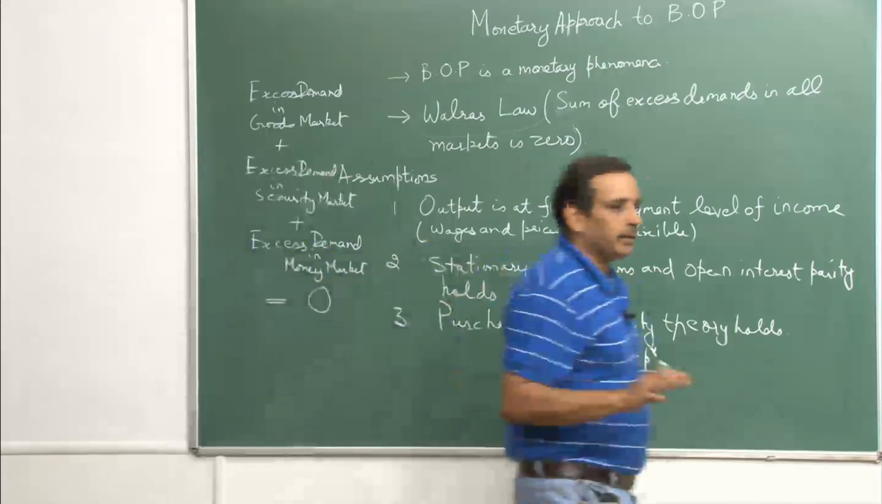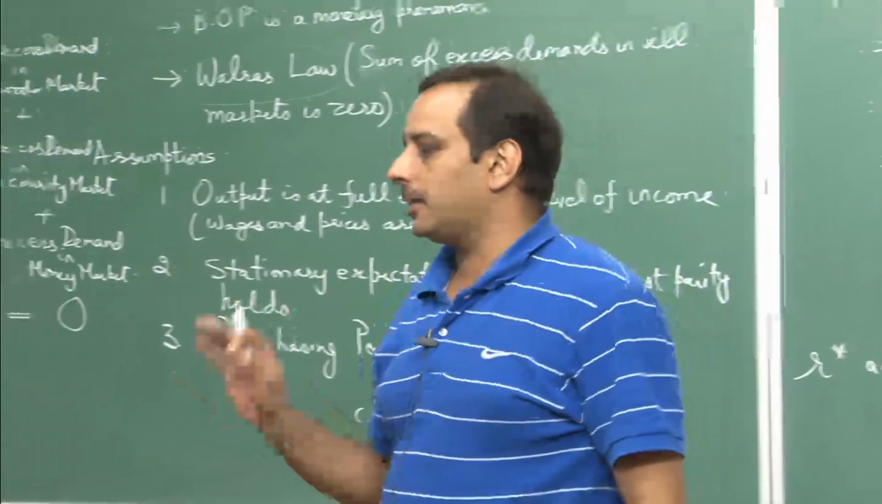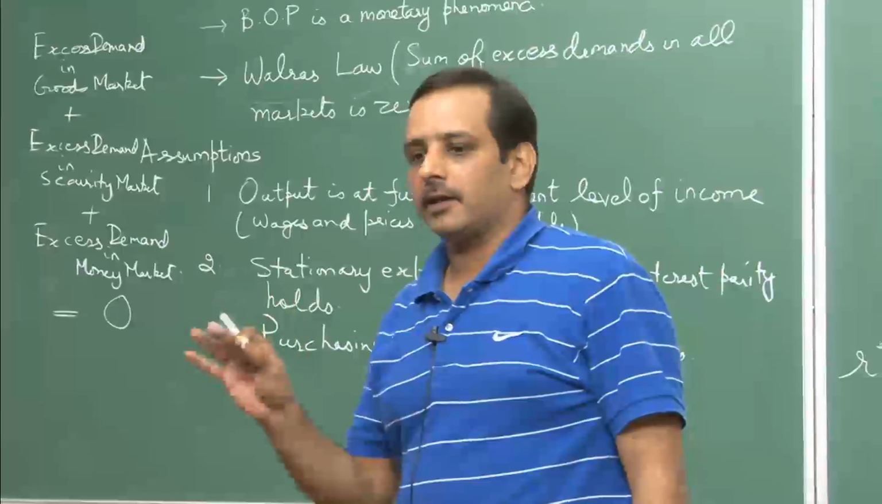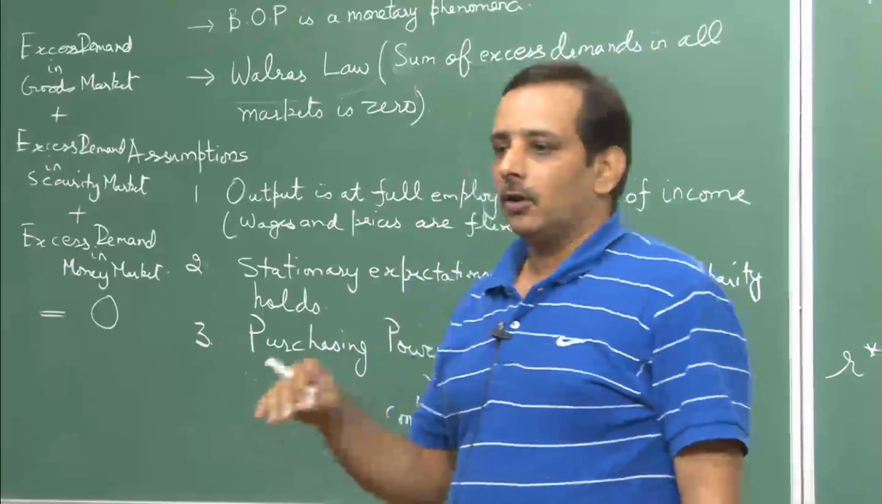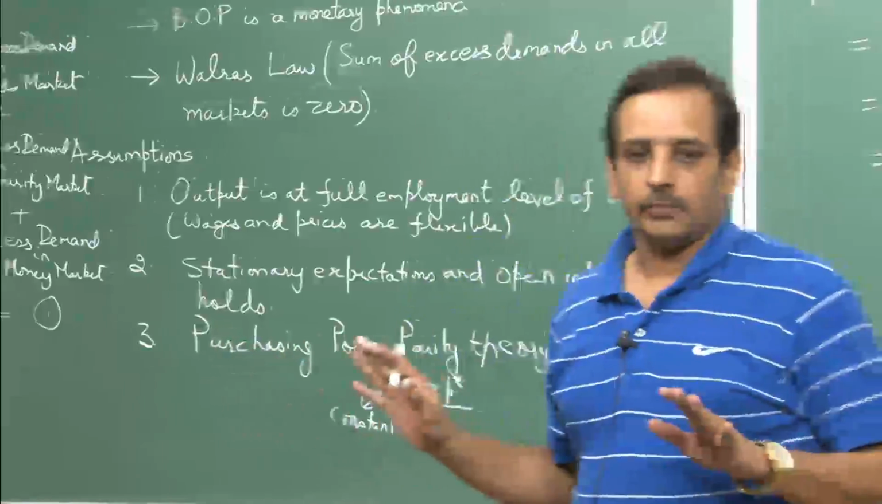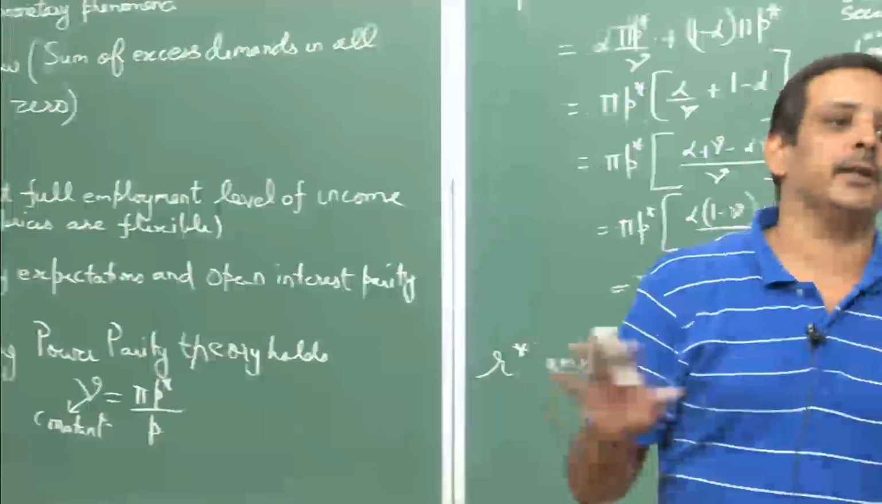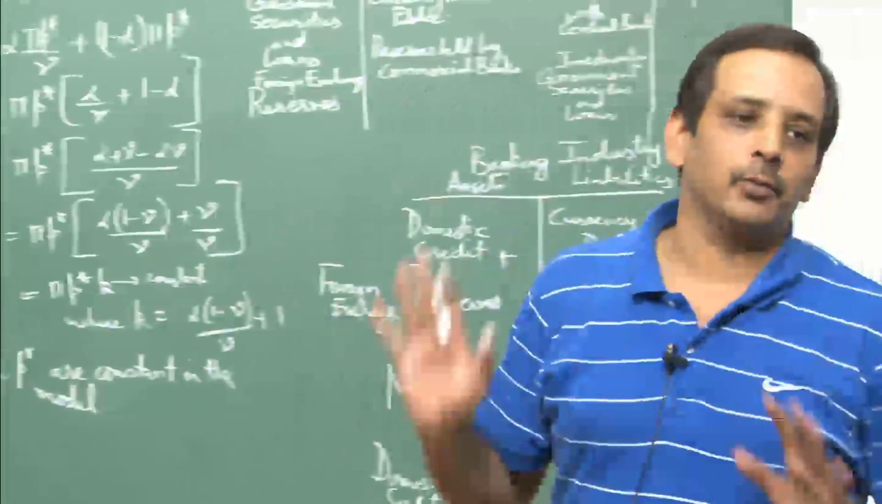The main result of this monetary approach to balance of payment is that any balance of payment disequilibrium, surplus or deficit, is a temporary phenomenon. You cannot have sustained levels of surplus and deficit, and that is what we are going to prove.